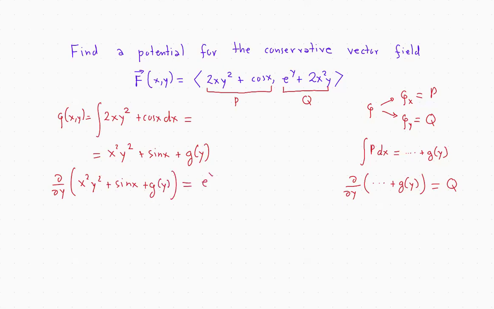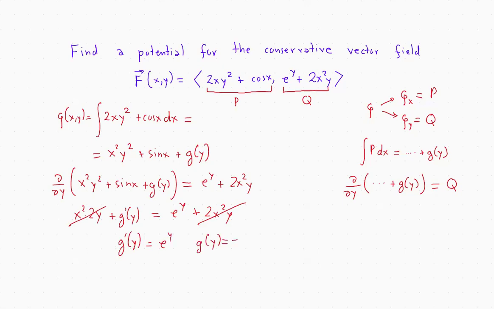Well, let's take the partial derivative of this with respect to y. So we have x squared times 2y. The derivative of sine x is 0, plus g prime of y. That should be equal to e to the y plus 2x squared y. 2x squared y and x squared times 2y is the same thing. These two things cancel each other, and we end up with a conclusion that g prime of y is equal to e to the y, which means that we can choose g of y to be simply e to the y.